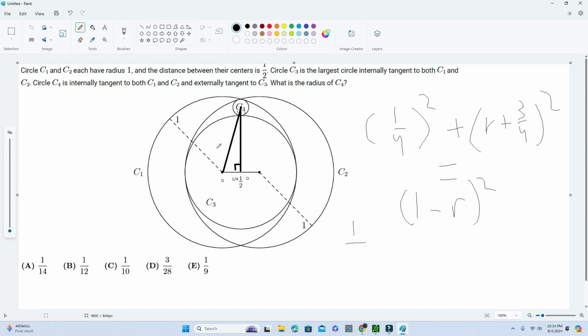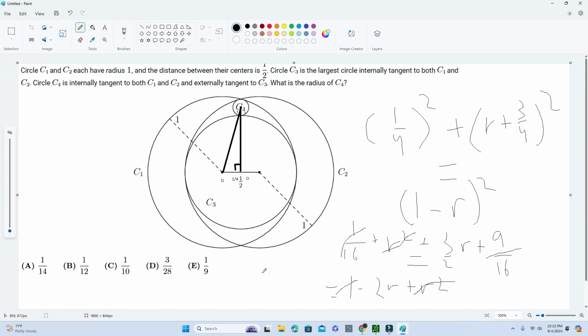It'd be 1 over 16 plus r squared plus 3 over 2 r plus 9 over 16 is equal to 1 minus 2r plus r squared. And we can just cancel out terms from here to make it a little bit simpler. So let's just cancel out this r squared from both sides. Let's just write the equal symbol here so it's easier to understand. Actually, we'll just subtract the 1 over 16 and 9 over 16 from this side. And then we'll add the 2r to this side.